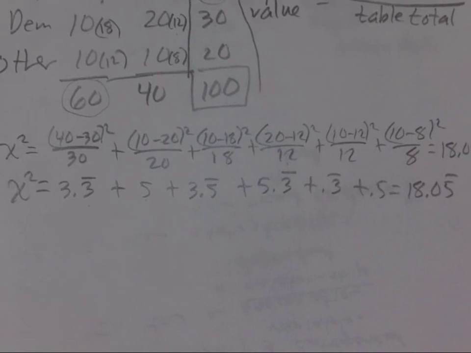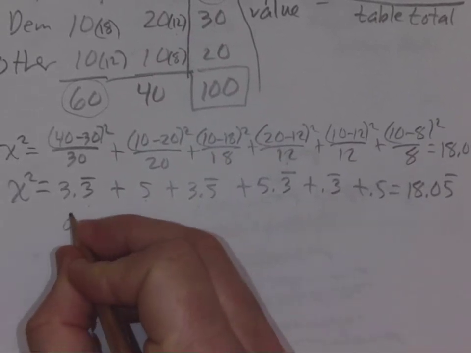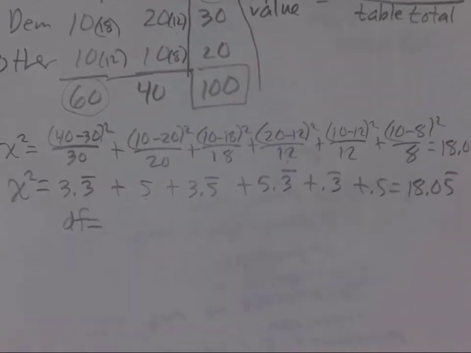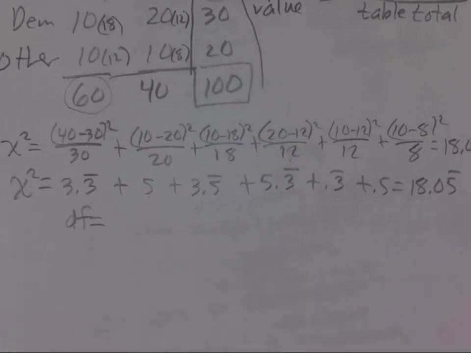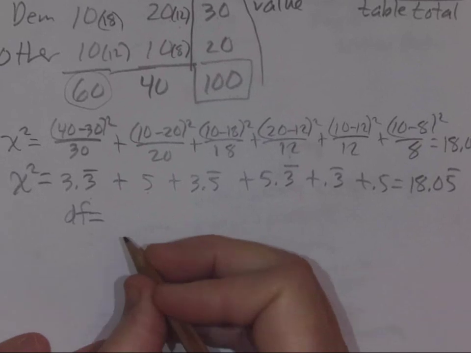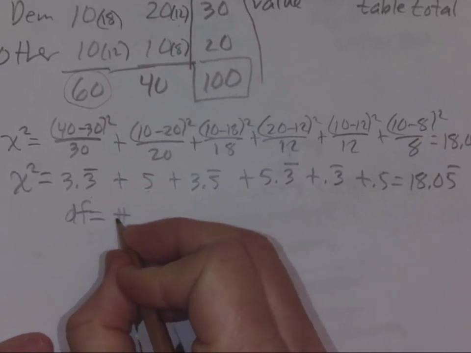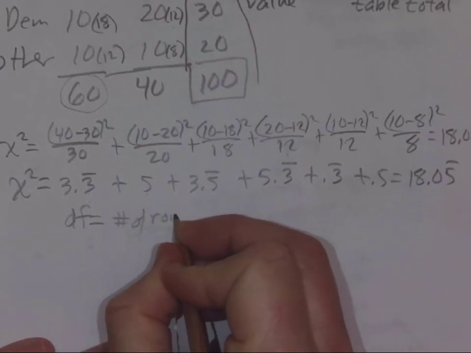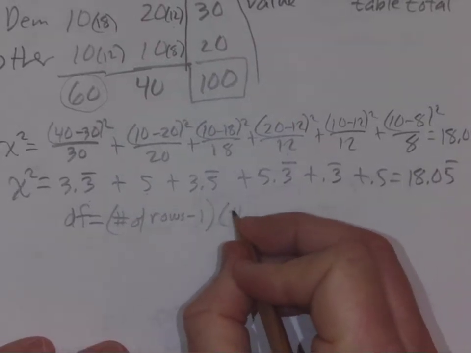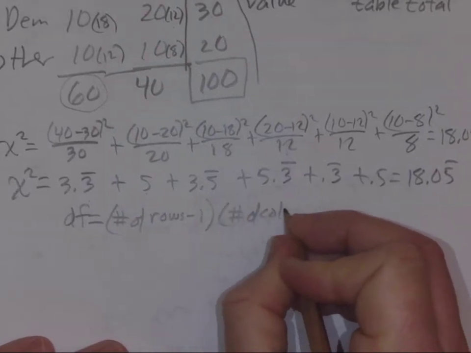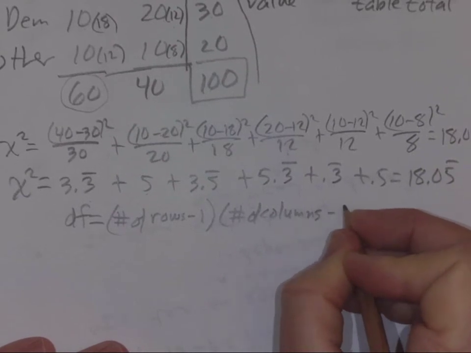All right, now we need the degrees of freedom. The degrees of freedom identify which chi-squared distribution you're working with, similar to what we talked about in section 1. Here's another formula you have to memorize. It's not on your formula sheet. It always equals the number of rows minus 1 times the number of columns minus 1.